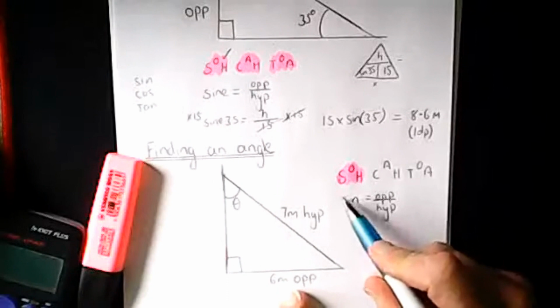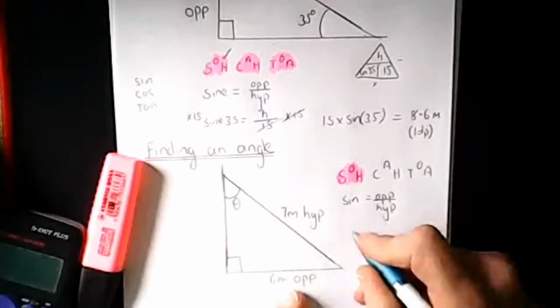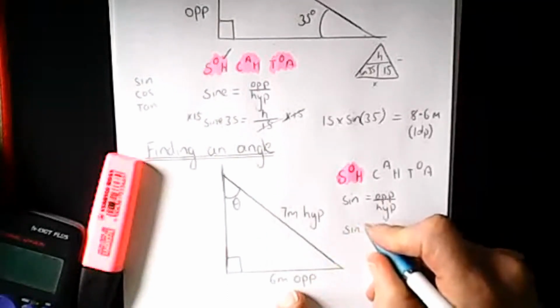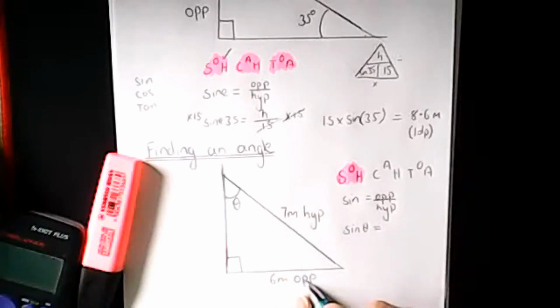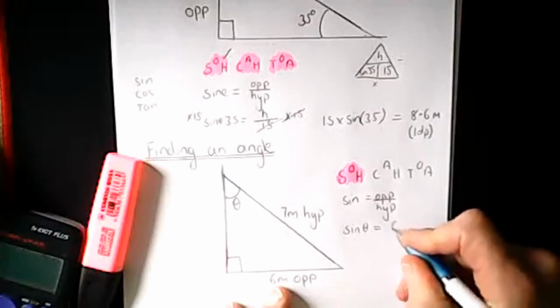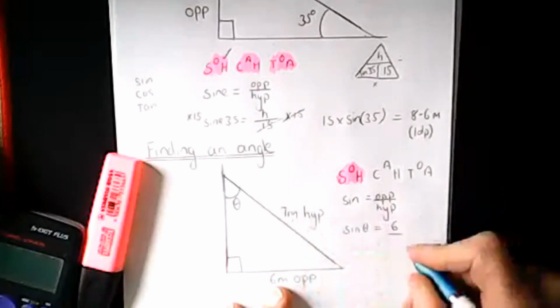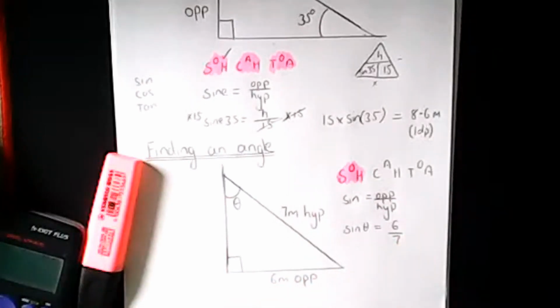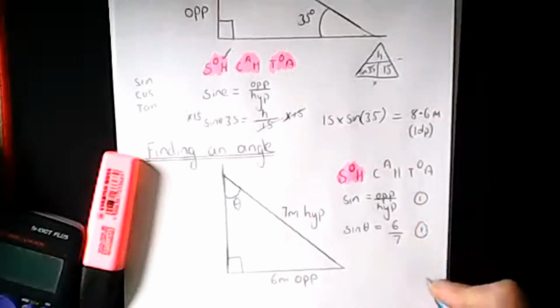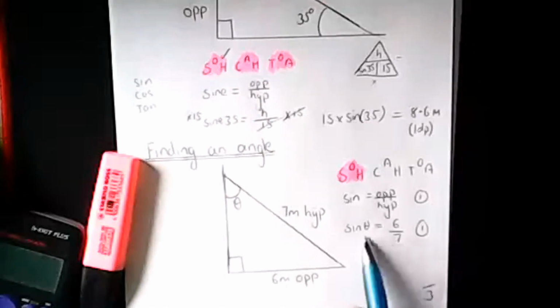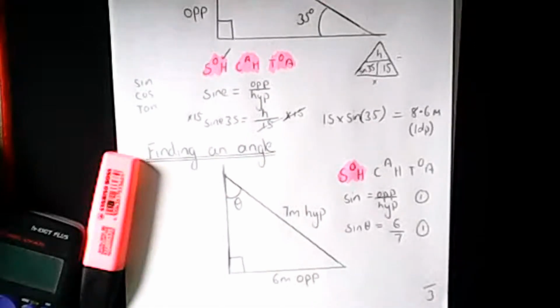Okay, so next bit is substituting the values. So this time we've got sin of the angle, we don't know it, but we know it's theta. The opposite matches up to a 6. The hypotenuse matches up to a 7. So you've got your 1 mark there for your GCSE, and you've got your 1 mark there, and it's out of 3. So now we need to know what to do next.